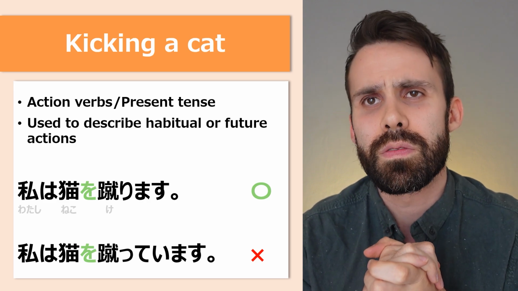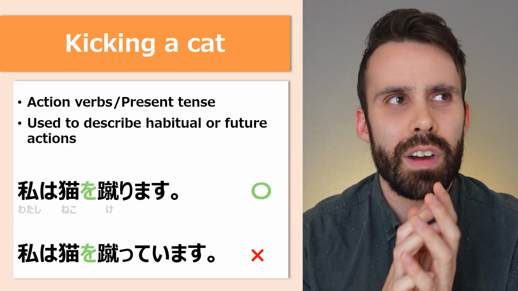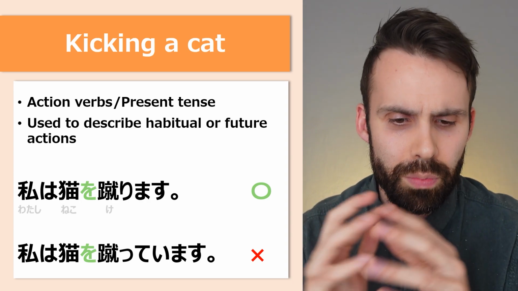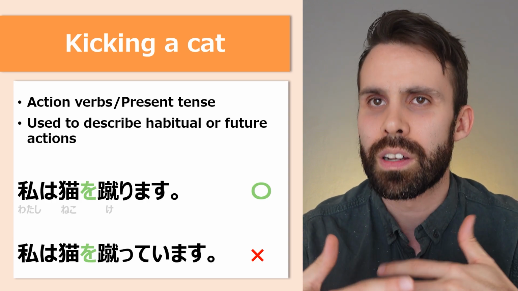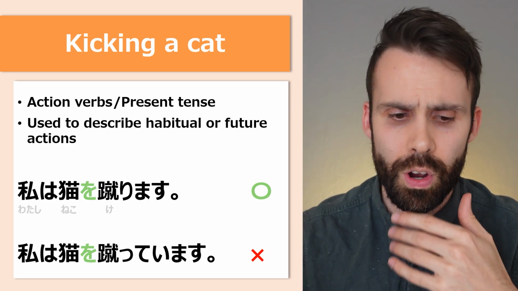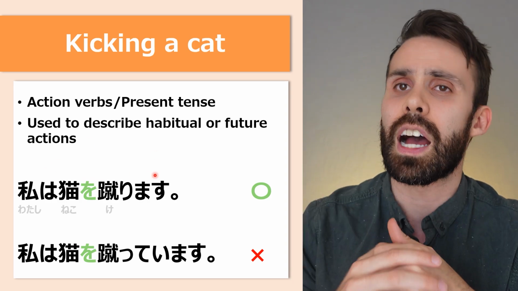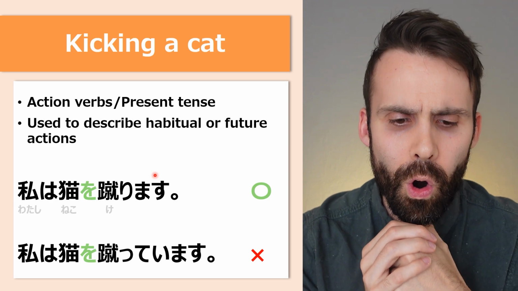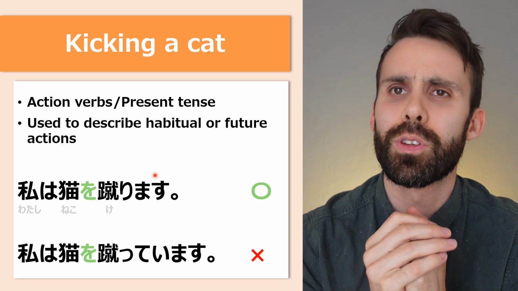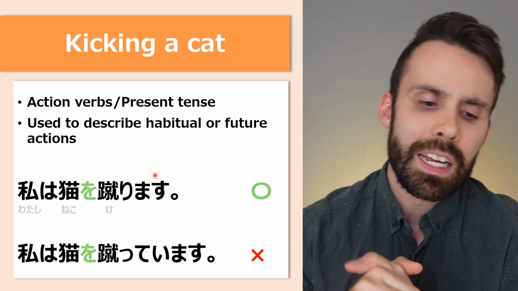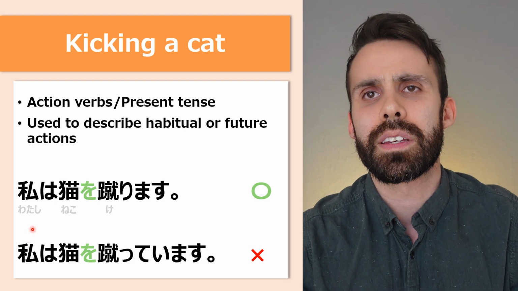No, don't kick cats. But speaking of kicking cats, these verbs, taberu, tabemasu, and all of that good stuff, can be described as action verbs, present tense, and they are mainly used to describe sort of habitual or future actions. So, watashi wa neko o kerimasu means either I'm going to kick a cat or I make a habit out of kicking cats. Don't do that. You do you.